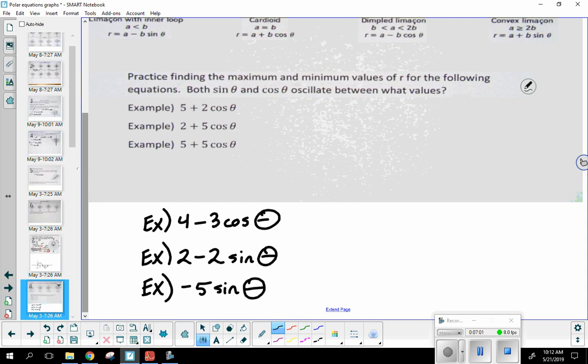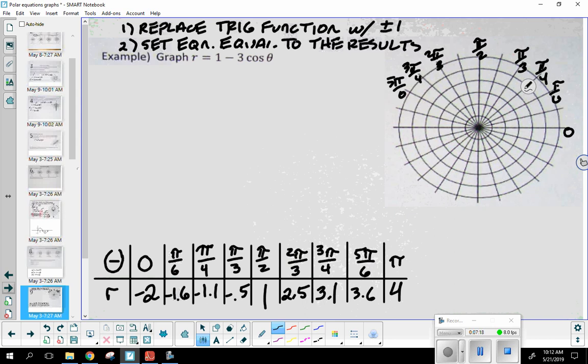Now, this little section prior to this, where it says practice finding the maximum and minimum values of r, I'm not going to worry about that because we're about to graph one, so I'm just going to show you how we do it. I'm going to show you the strategy. Okay, so let's graph our first limacon. Now, just like with circles, there's a couple of steps that you want to follow to make things a lot easier on yourself.